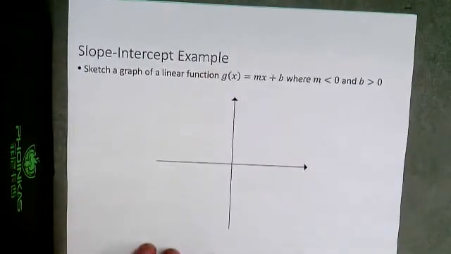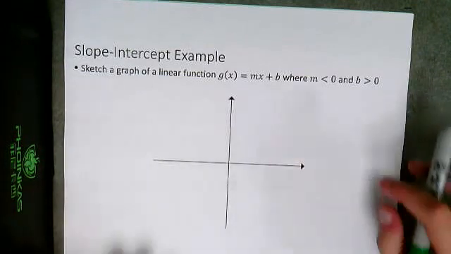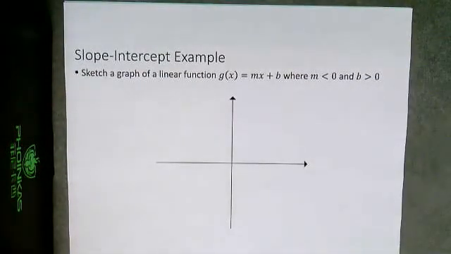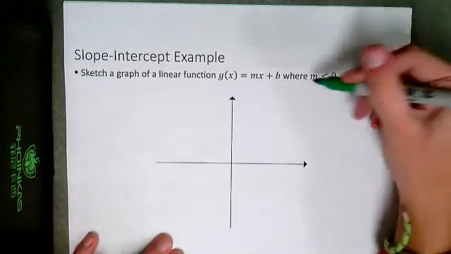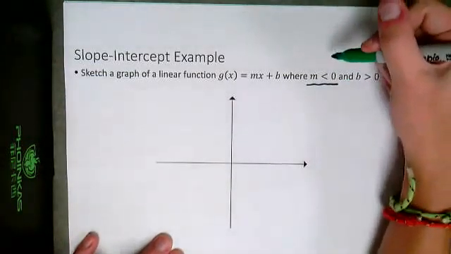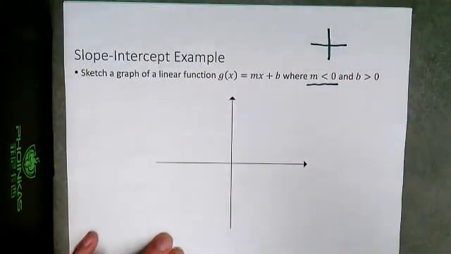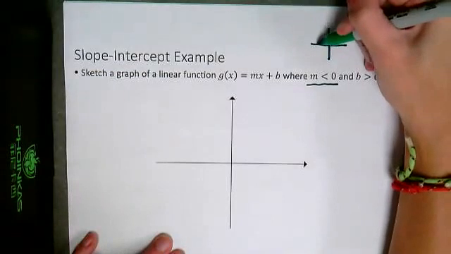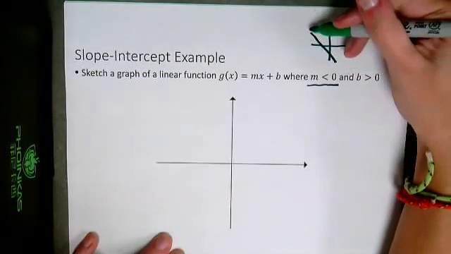Slope-intercept example where g of x is equal to mx plus b, m is less than 0 and b is greater than 0. So, what does this mean? Well, let's look at the slope first. This means that if we go back a few pages, our slope is going to look something like that, right? It's going to be decreasing from left to right.